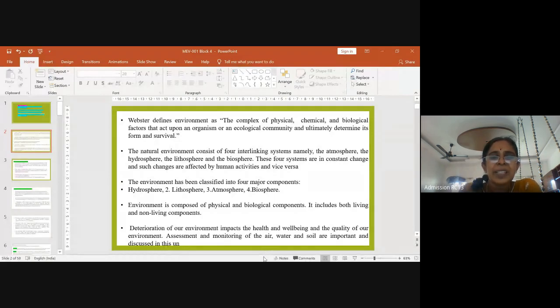As we discussed in the previous class, environment is defined in different ways. Environment is the complex physical, chemical and biological factors which act on an organism or a community, and ultimately determine its survival. There are 4 major components of environment: hydrosphere, lithosphere, atmosphere, and biosphere. It consists of both biotic, that is the living organisms, and the abiotic component, that is the physical component.